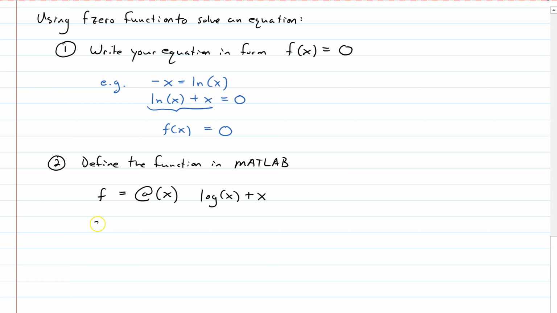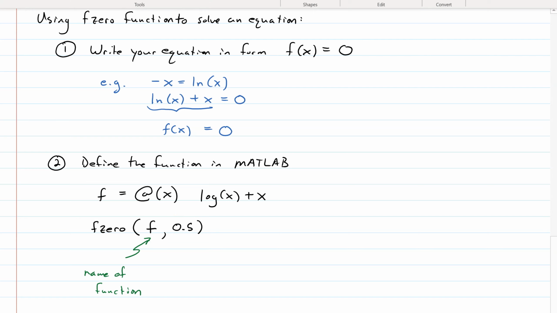And then I call this function fzero. And it takes two arguments. The first argument is the name of the function that I'm trying to find where it's equal to 0. And then the second argument is just an initial guess. So I'm going to have an initial guess of 0.5. So this is your initial guess.